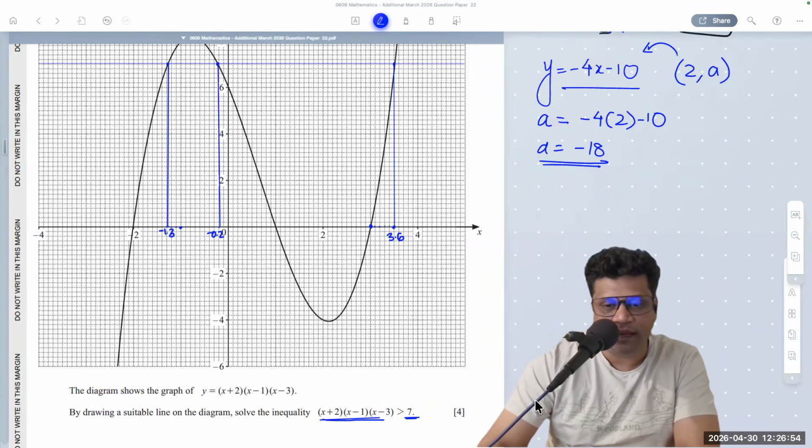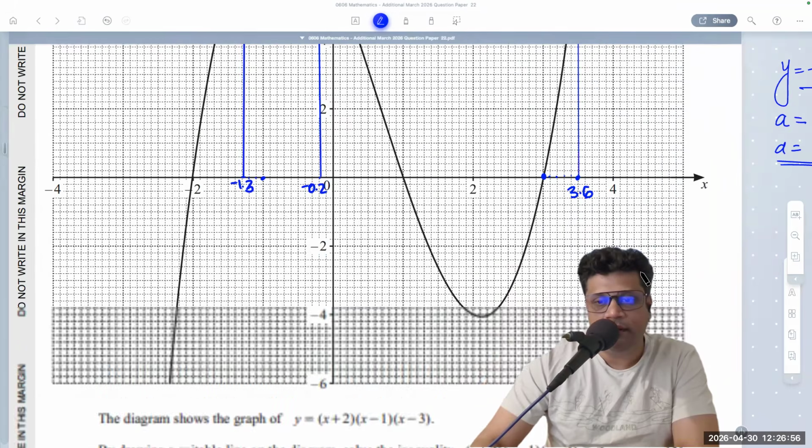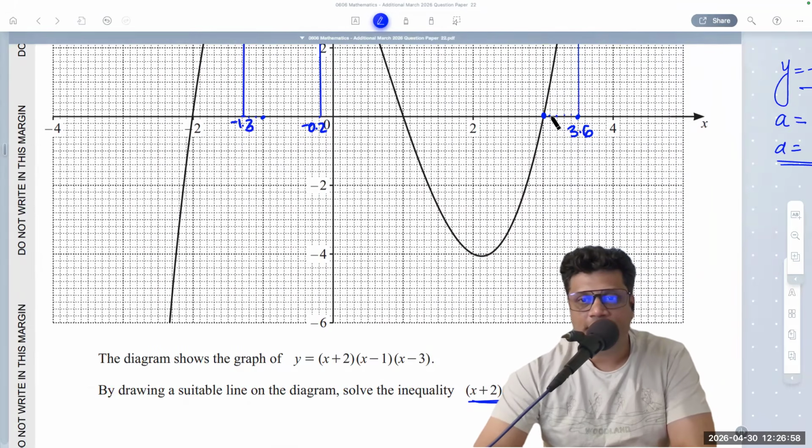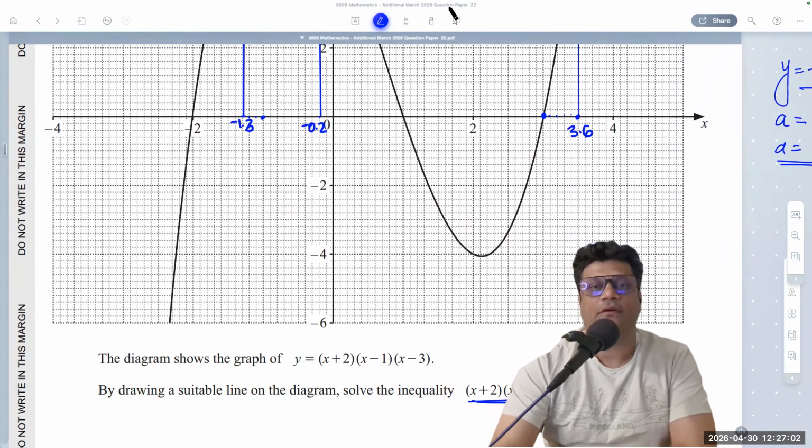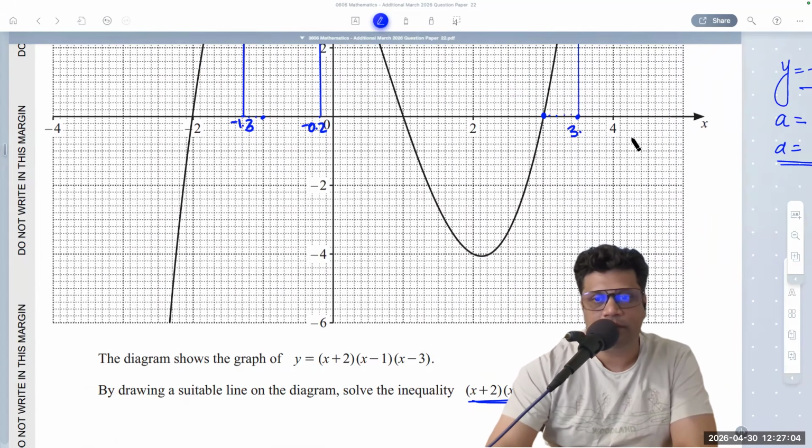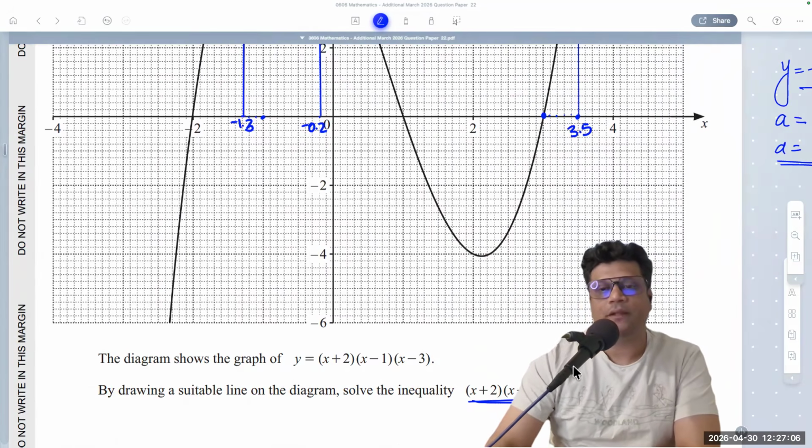3.6. That's what it looks like. Let me zoom in a little bit and see. That's a 3.1, 2, 3, 4, 5. Oh, that's a 5. So there it is, 3.5.